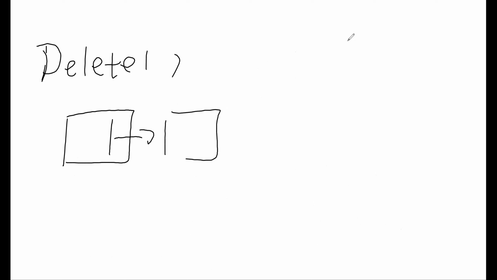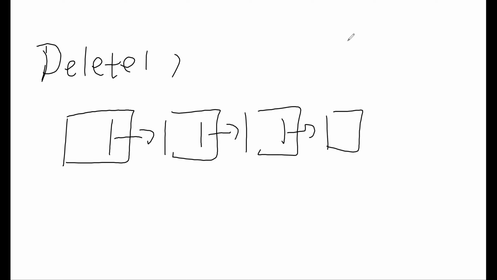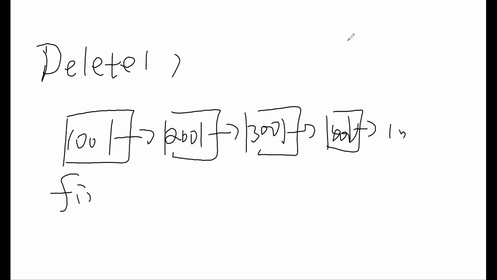For delete, it's similar. You need to consider different scenarios. So let's think about it. Here we assume this linked list is already here: 100, 200, 300, and 400 something. This is the first node. Suppose you want to delete the first node. How do we do that?